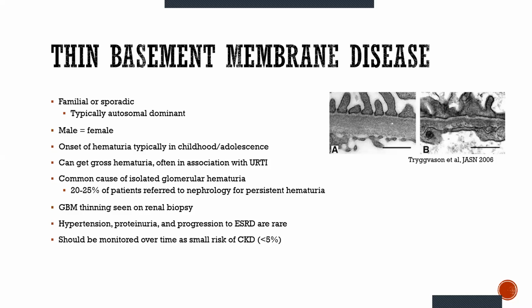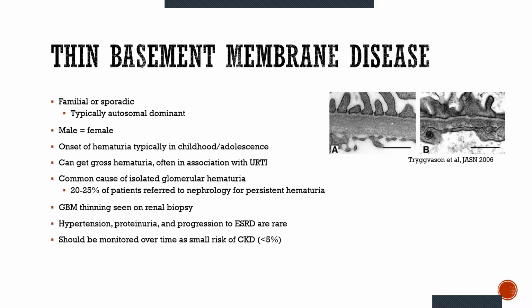Similar to IgA, the hematuria can be triggered by respiratory tract infections. The onset usually occurs during childhood or adolescence, but some patients, if it's all microscopic, of course, aren't going to have had their urine checked, so it may be diagnosed later in life. And about 20 to 25% of patients referred to nephro for persistent hematuria end up having this diagnosis if they're biopsied.